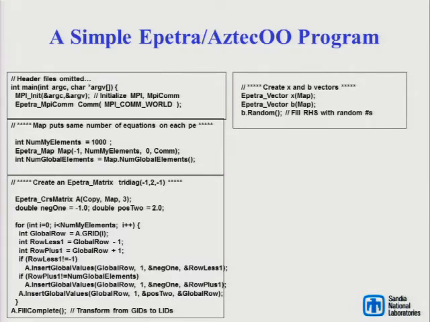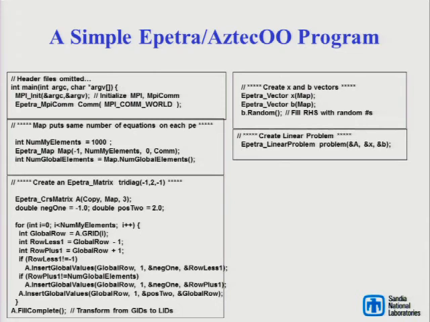To make a vector, I say I have 2 vectors. They both have the same map. Say I want this B vector to be random. Say random, fill it with who knows what. I can control that by setting the random seed beforehand, but for this example, I've skipped that. Then if I want to solve this linear system, I say, OK, I want to build a linear problem. A, X, B. Here you go.